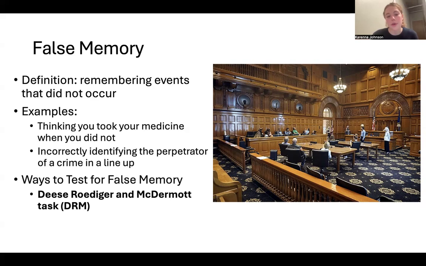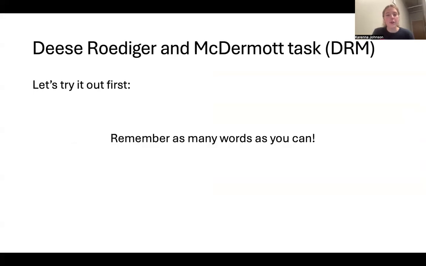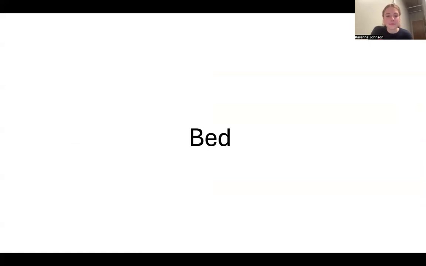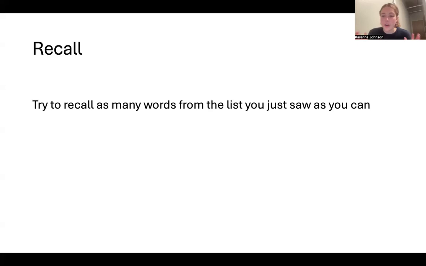The way that our lab tests for false memory is the Roediger-McDermott task, which we call DRM. A little bit more about DRM. Well, before I tell you about it, let's practice it. You're going to see a string of words. Do your best to remember as many words as you can. Great. Now, take a second, try to recall as many as you can. I think there were about five.